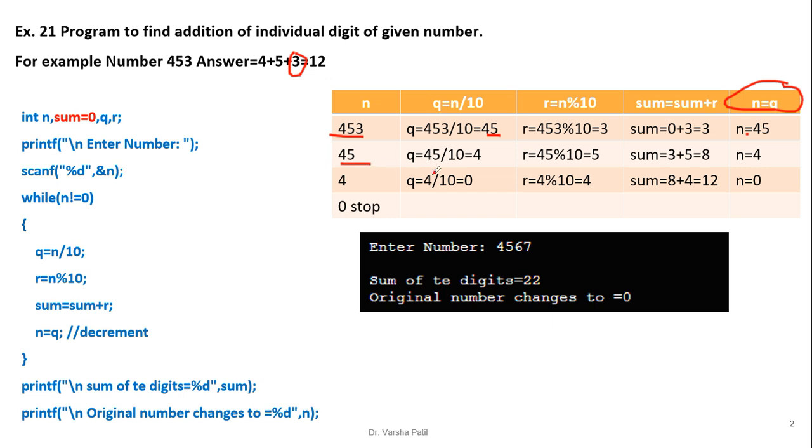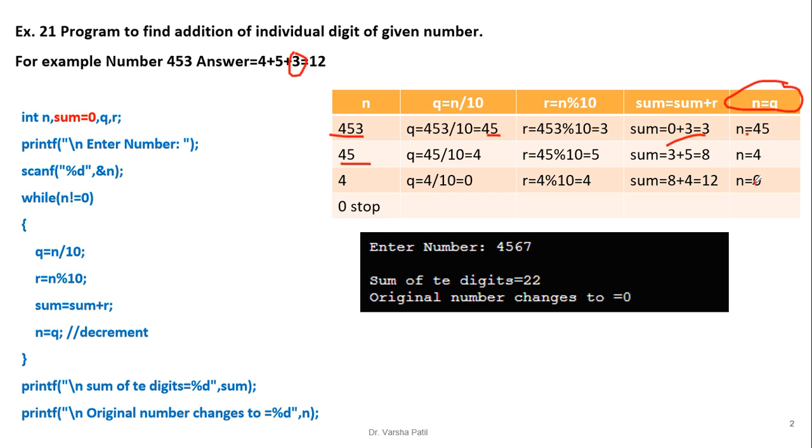Next time 45. 45 by 10, quotient is 4 and remainder is 5. Then what we do, sum is equal to sum plus r. Initially sum is 0, but after the first iteration sum becomes 3. After that iteration 3 plus 5 is equal to 8. Now n becomes 4. 4 by 10, quotient is 0, remainder is 4. 8 plus 4 is equal to 12.